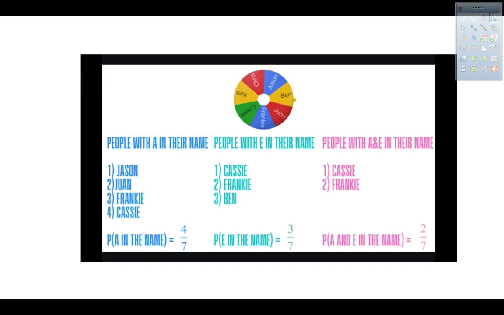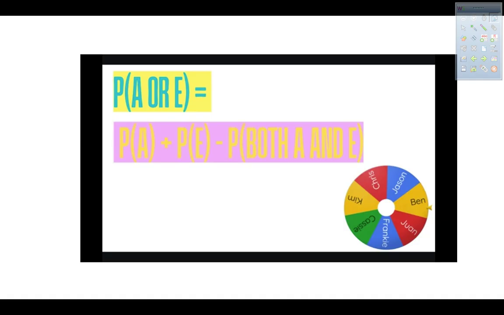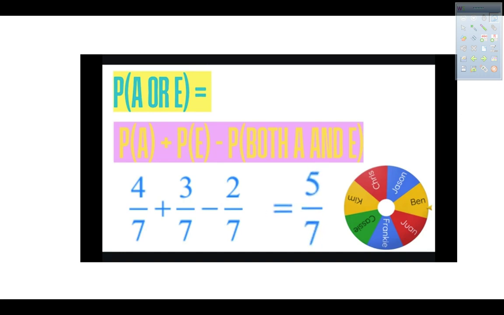Since there's an overlap, we're going to use a different formula to calculate the probability. The probability of A or E is going to be an overlapping probability. So the probability of A in their name plus the probability of E in their name minus the people who have both A and E in their name. The probability of A, 4 sevenths, plus the probability of E, 3 out of 7, minus the people who have A and E in their name, which we figured to be 2 out of 7ths, for a total probability of 5 out of 7. So the probability of the wheel landing on someone with an A or E in their name is 5 out of 7.